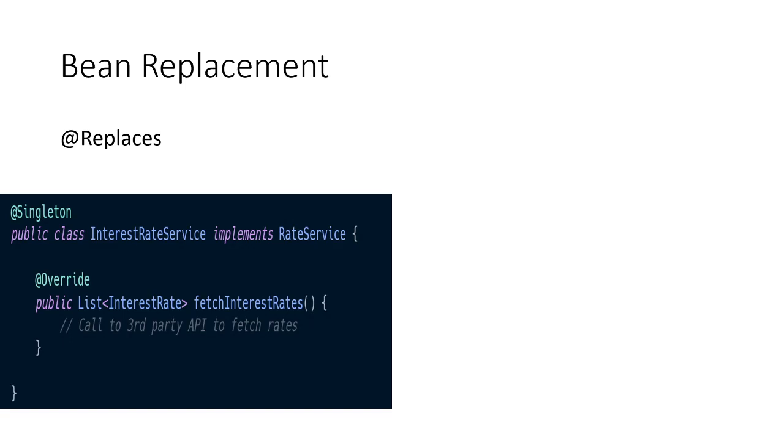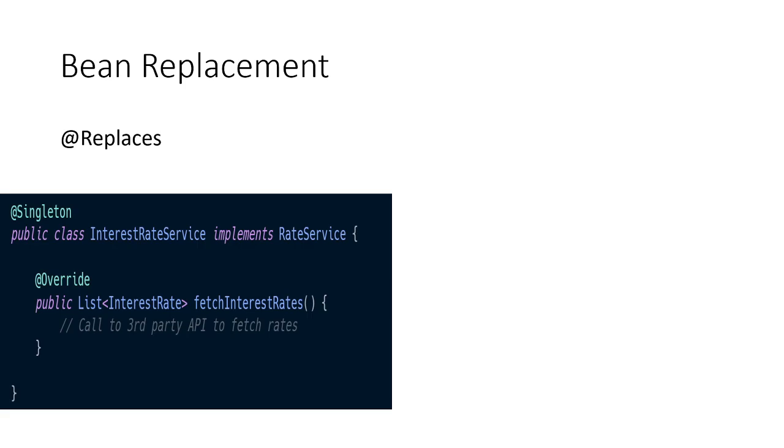Bean replacement. The @Replaces annotation allows a bean to specify that it replaces another bean. This is mainly helpful in writing tests to mock the external dependencies. In this case, you can define a class in your test package that replaces this class just for your test.